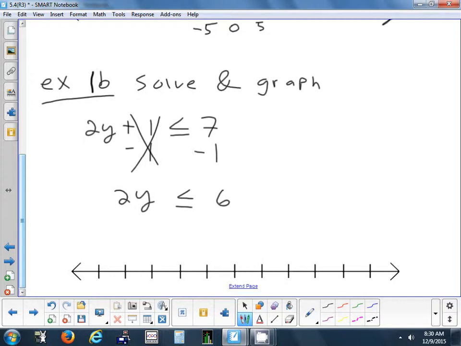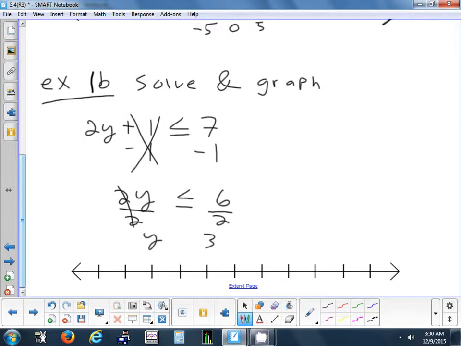Okay, and Michaela, I know you weren't here, but you think you can get y by itself, getting rid of that 2? Yep, we're going to divide by 2. So that leaves y by itself on the left. Gauge, what's 6 divided by 2? 3.